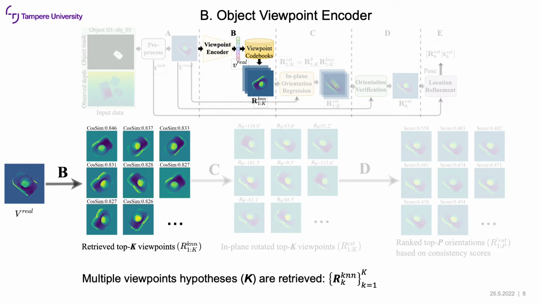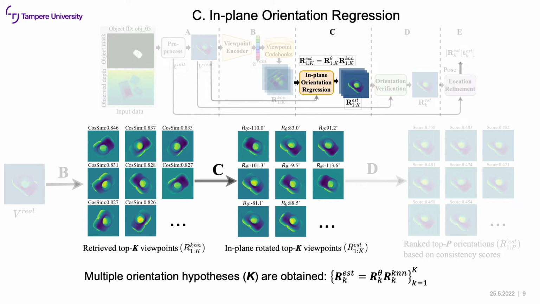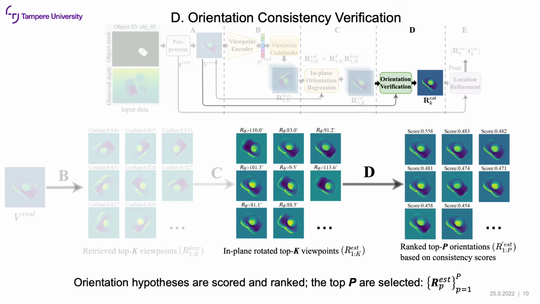In the second stage, we retrieve multiple viewpoint hypotheses from the codebook based on the cosine similarities between the depth image representation and the viewpoint representations. Next, we estimate the relative in-plane rotation between the input image and the retrieved viewpoint to obtain the complete 3D orientation. We can have multiple orientation hypotheses in previous steps. In order to find the best orientation proposals, we rank these hypotheses based on the consistency scores between the in-plane rotated viewpoints and the observation.